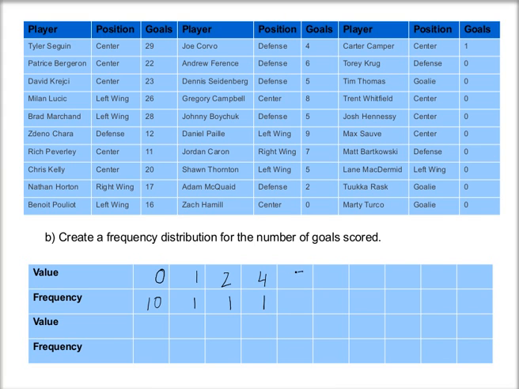I see a few 5s, so my next value is 5, and I see 1, 2, 3 5s, so that's that frequency. I see one 6, so the next value is 6, and it has a frequency of 1. I see a 7, it's also one of those. An 8, I have one 8, I have one 9, and that takes care of this column and this column.